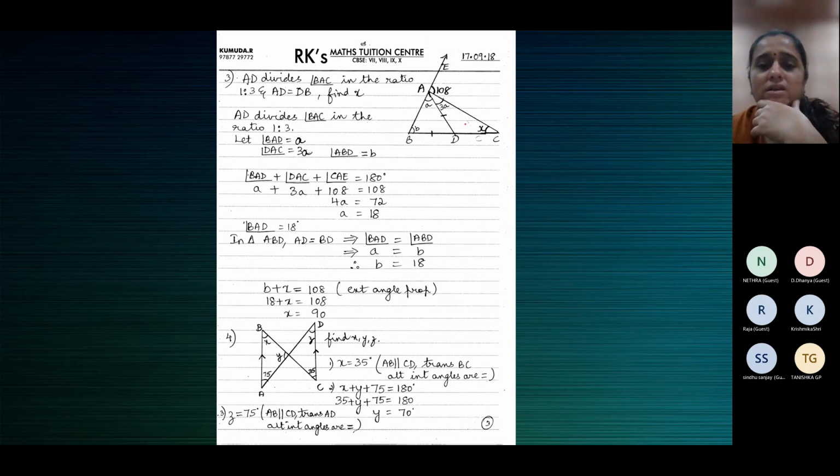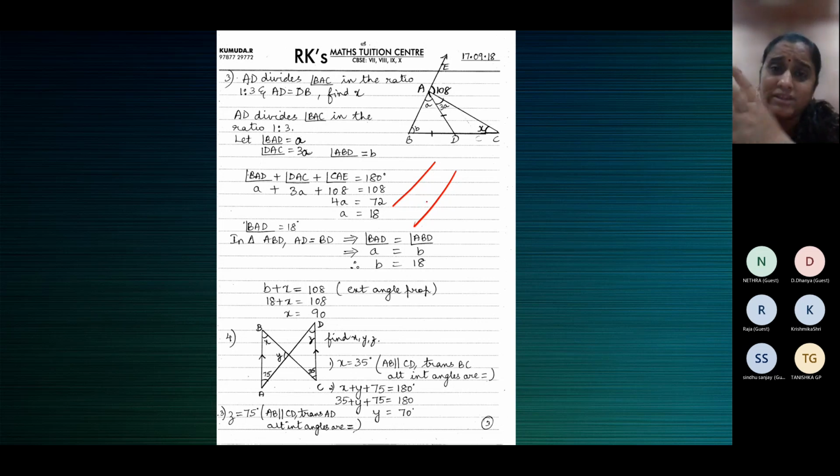So here there are no parallel lines. So simply don't think of alternate angles and all that. There are no parallel lines. Don't think of alternate angles, because only when you have parallel lines can you say alternate angles are equal. When you simply have two lines cut by a transversal, there are alternate angles, but they are not equal.